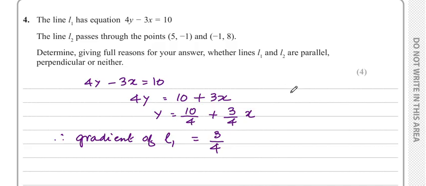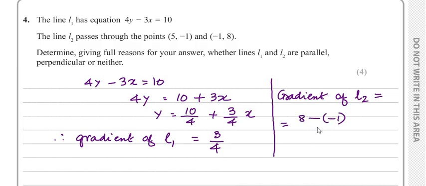There are 2 points here, 5 minus 1. I could make some space here. The gradient of L2 is equal to, our classic method of finding the gradient, y2 minus y1 over x2 minus x1. So 8 minus minus 1 over minus 1 minus 5, which makes it 9 over minus 6, which is equal to what? So 3 goes 3 times there. So 3 over 2, and the minus sign will go to the numerator. Okay, so this is the gradient of the second line.